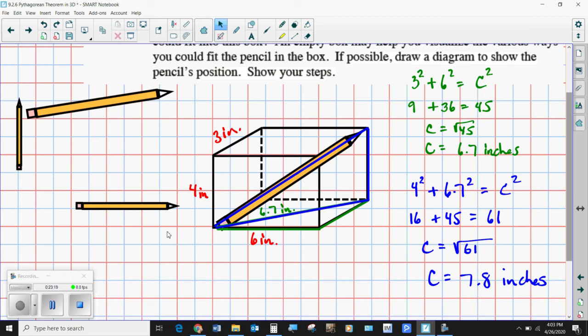Okay, so these are just 2 situations where in real life, with 3-dimensional solid objects, you will find right triangles, and you can find distances in real life by applying the Pythagorean theorem to those situations.